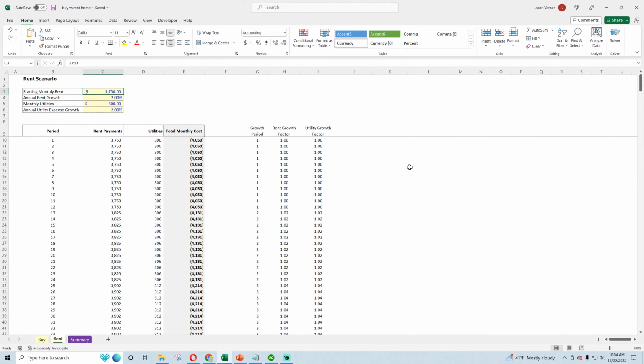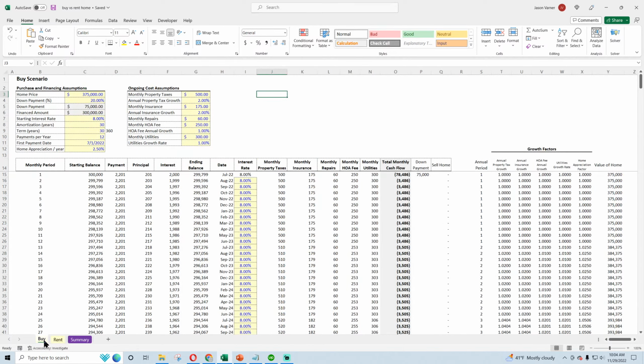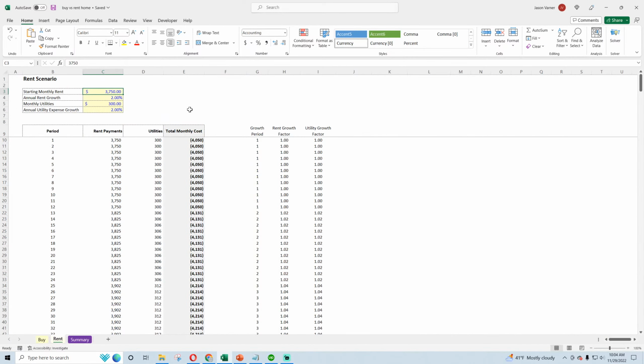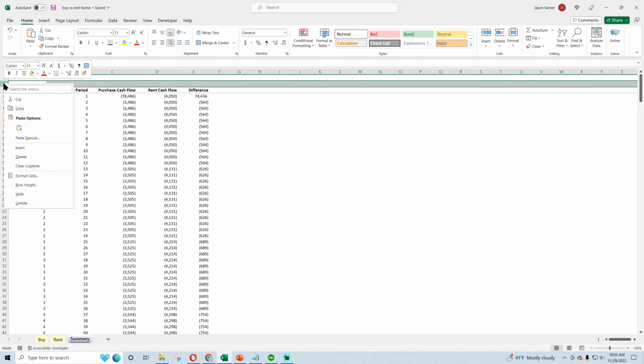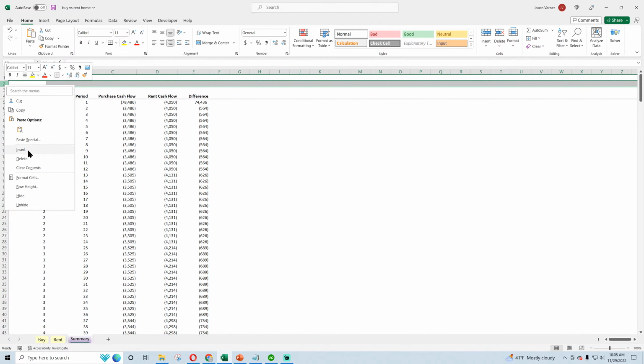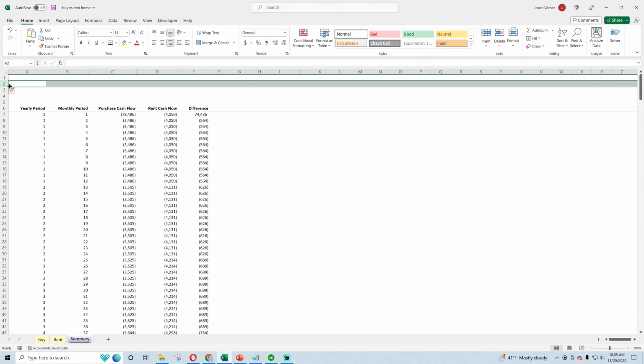So the next part of this, on the summary, we did the cash flow of purchasing, we did the cash flow of renting, the difference. Now, what we also want to do, we get some spaces up here. Before I get into the advanced part, let's do the present value of these cash flows.